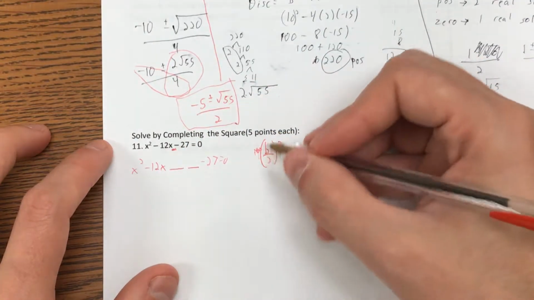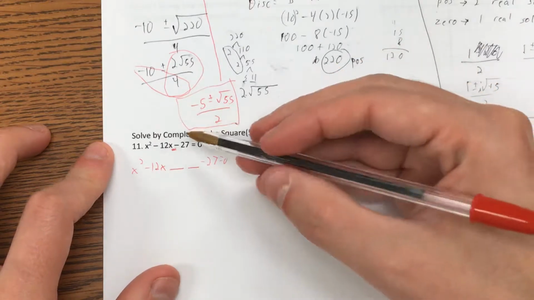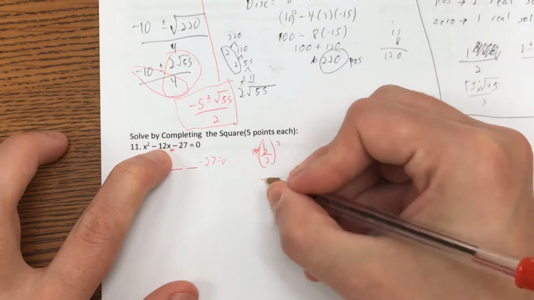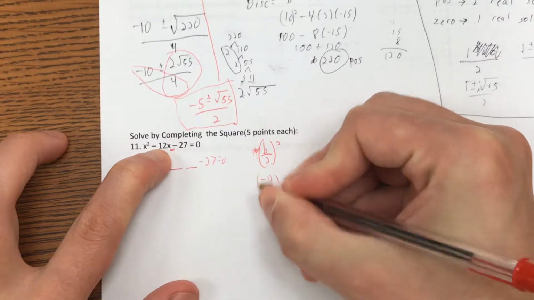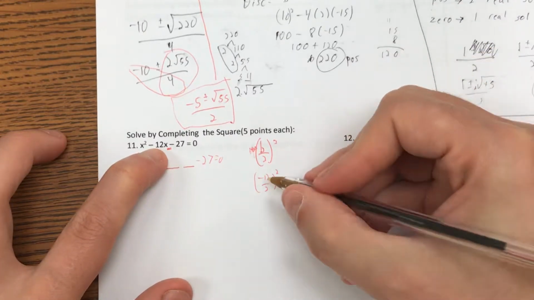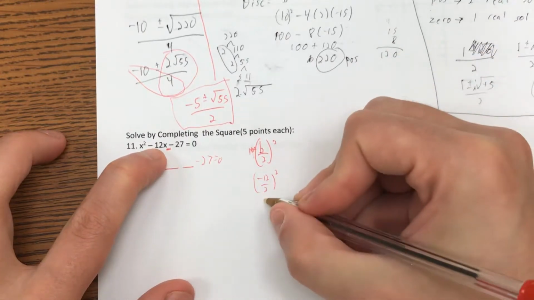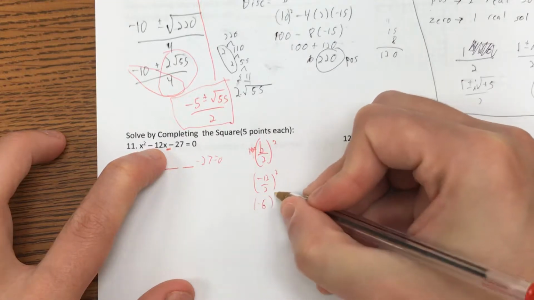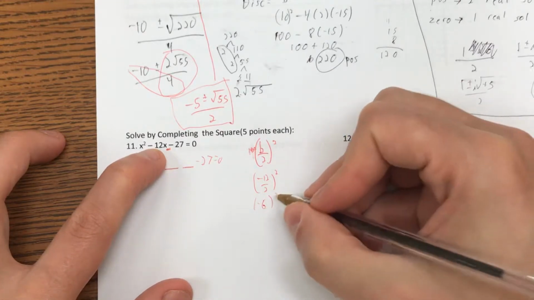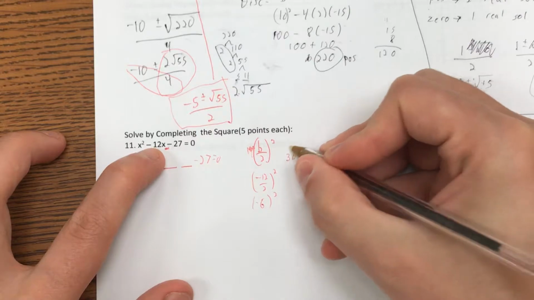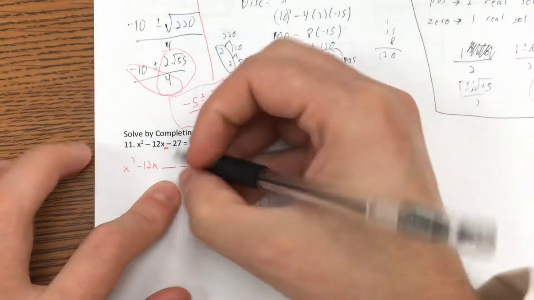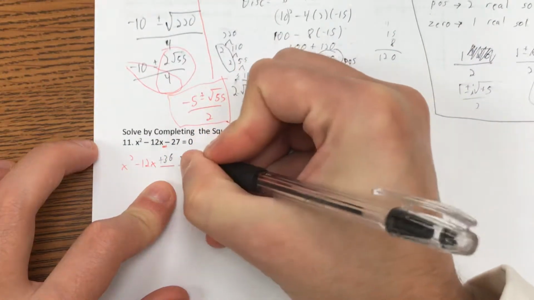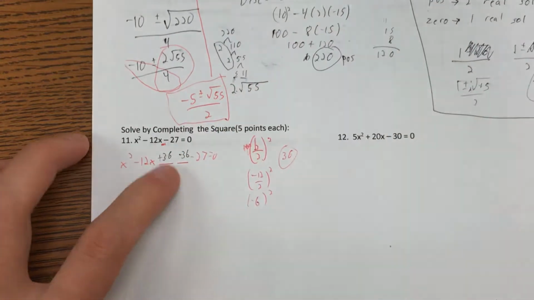When you use the formula, in this case b is negative 12. So negative 12 over 2 squared. So 12 over 2 is 6. And just remember, anything squared is positive. So this is going to be 36. So here, you'll put plus 36 minus 36. Once again, if I'm going too fast, just pause and rewind.